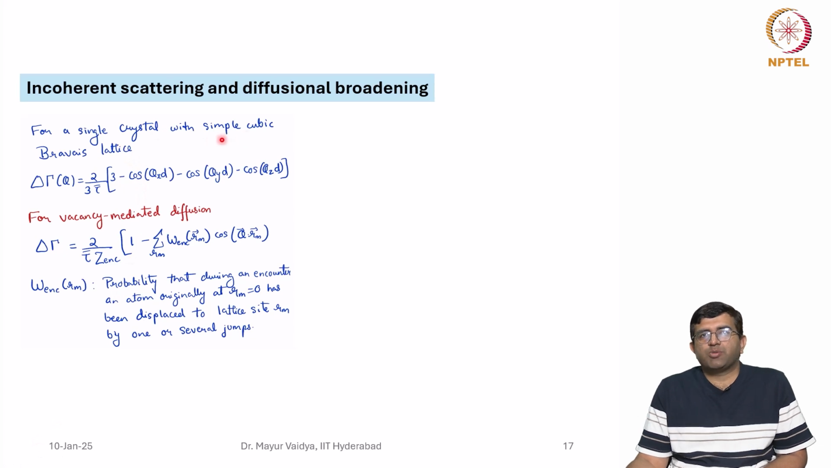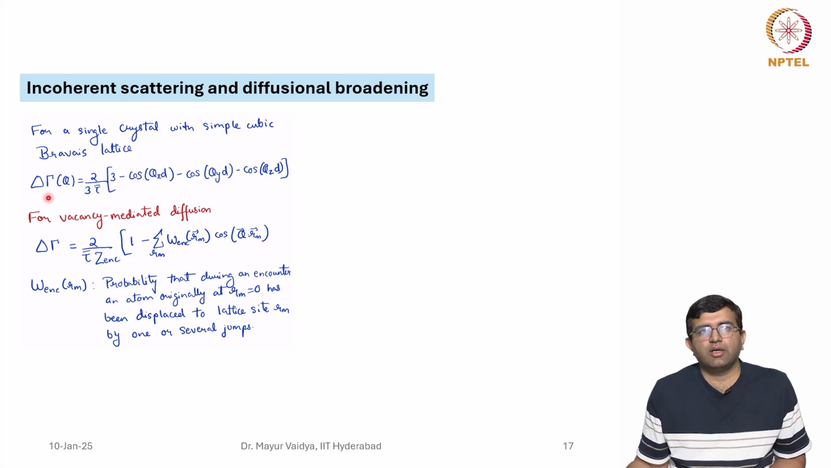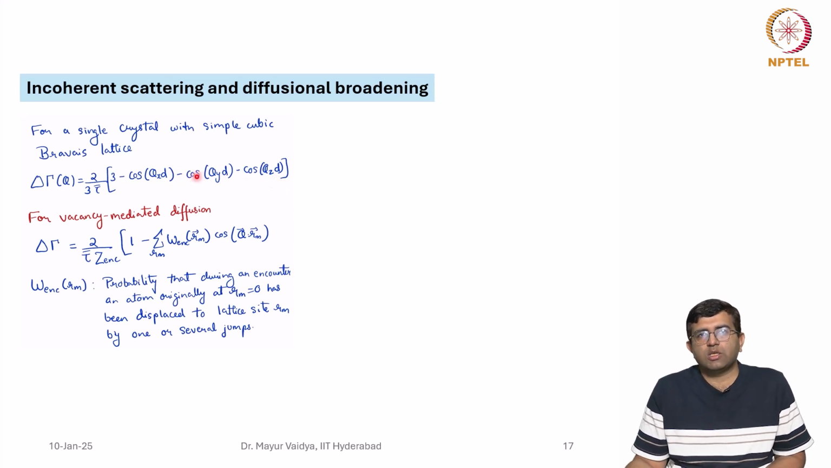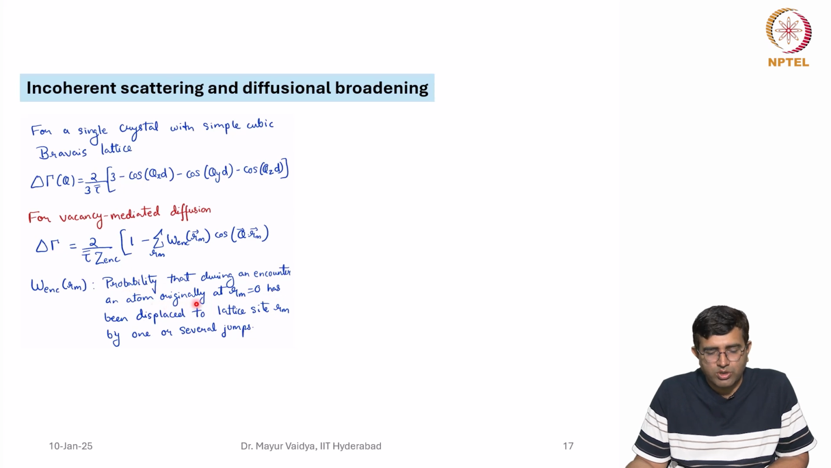If we write this expression for a simple cubic Bravais lattice, then we can write it as 2 by 3 tau bar, 3 minus cos qx d minus cos qy d minus cos qz d, where qx, qy and qz are the xyz components of q. For the vacancy mediated diffusion, the expression can be written in terms of the W encounter and the cos q into Rm, where W encounter is the probability that during an encounter an atom originally at Rm equal to 0 has been displaced to lattice site Rm by one or several jumps.